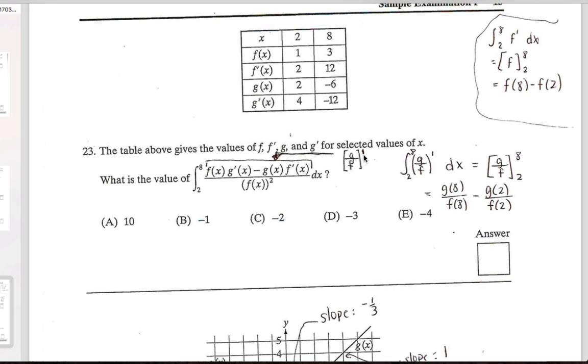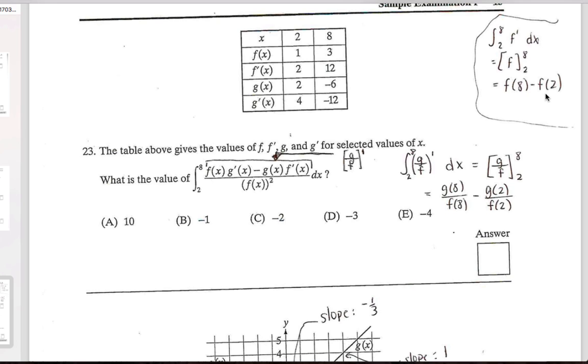So I wrote g over f prime. So what we're trying to do is find the antiderivative of g over f prime. Now how do you do that? You might get confused, and so I did this little aside just to show you what to do when you get confused. Go to something simple. We know the antiderivative of f prime would leave us with f. Evaluated between 2 and 8, we would do f of 8 minus f of 2. So bring that down to this example here. The antiderivative of g over f prime would just be g over f evaluated between 2 and 8.